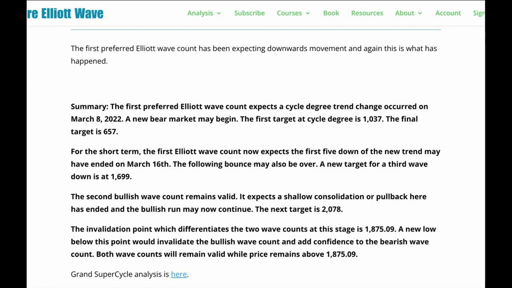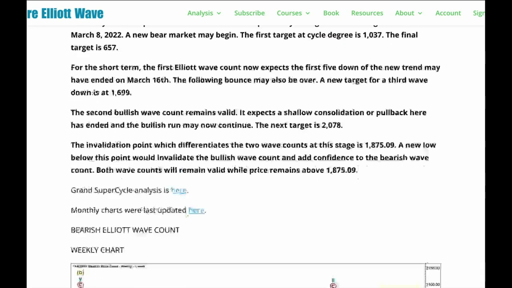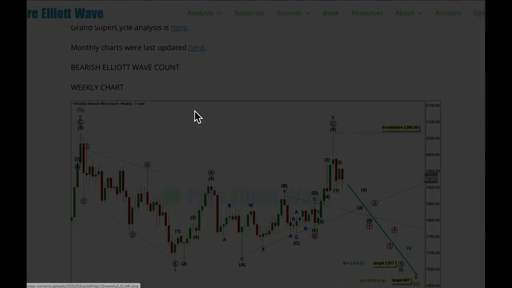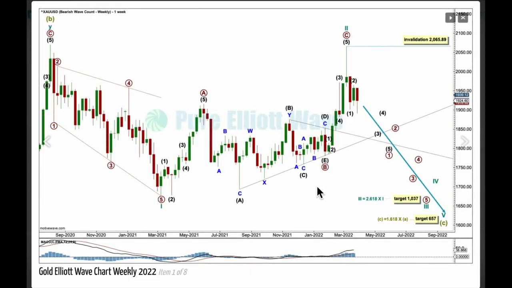The price point which differentiates the two wave counts at this stage is 1875.09. We may see that breached in the next week or two if this is the correct wave count. This wave count, the bigger picture, sees a huge expanded flat unfolding for a grand super cycle degree fourth wave. The expanded flats are really common structures, and their B waves move beyond the start of the A wave, as this one has. Supercycle B ends here.